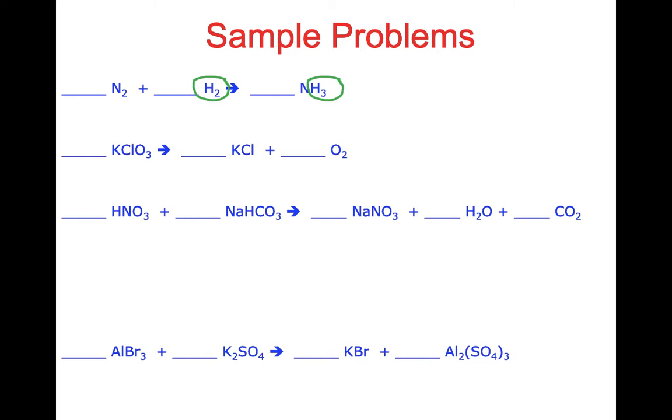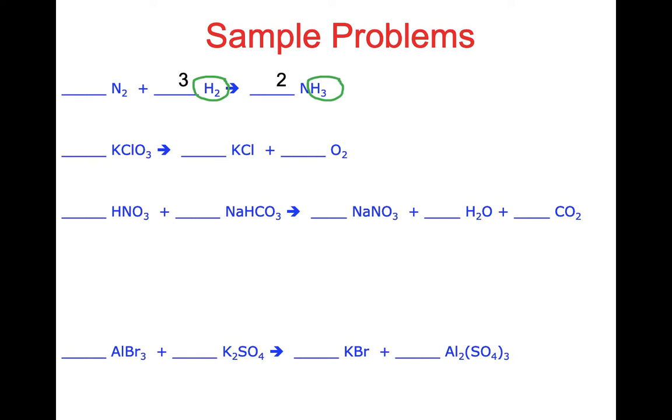So a multiple of 2 and 3 is a total of 6. So what can I put in front of the hydrogen to give me 6? Well, I can put a 3. So 3 times 2 is 6. What can I put in front of the NH3 to give me a total of 6 hydrogen? I can put a 2.